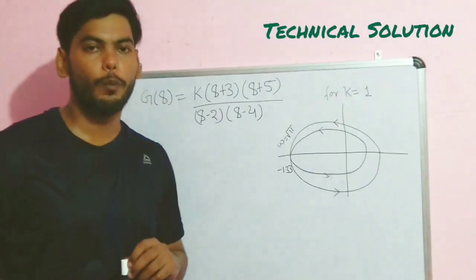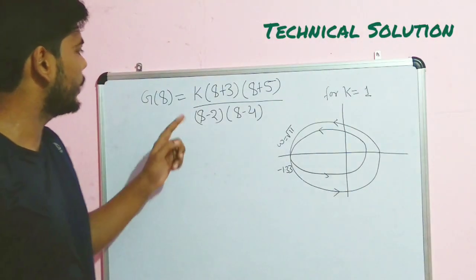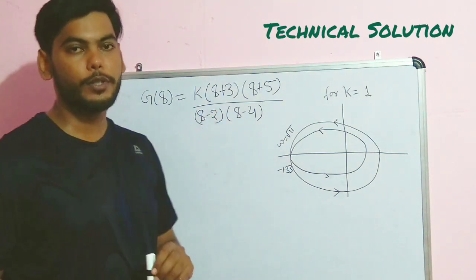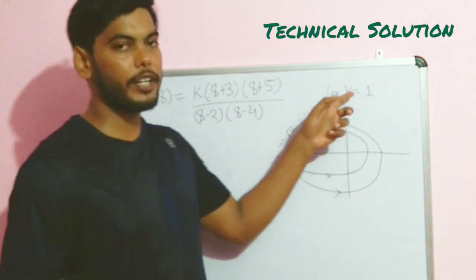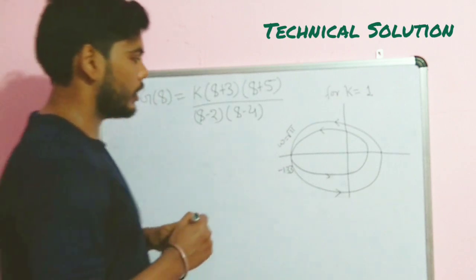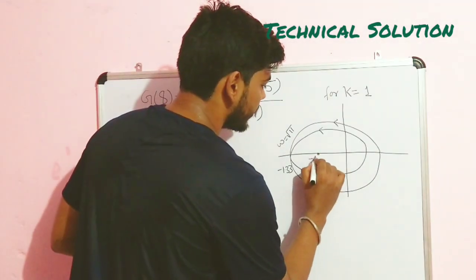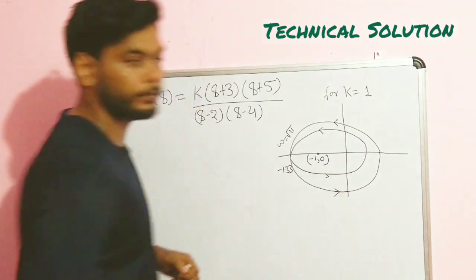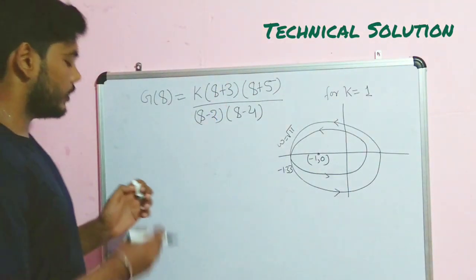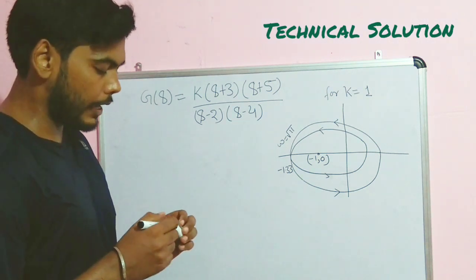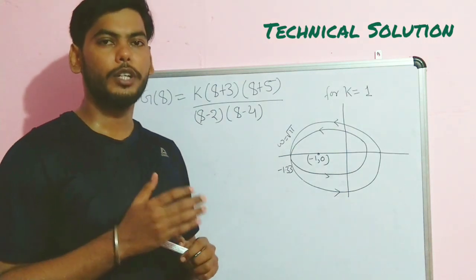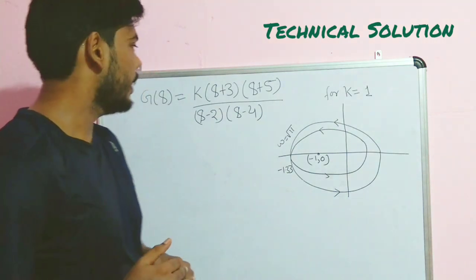In this question, the open loop transfer function is given: G(s) equal to K (s plus 3)(s plus 5) upon (s minus 2)(s minus 4). For K equal to 0, the Nyquist plot is given. Suppose the reference point lies here. First we find the number of poles lying on the right side of the s plane, or the number of zeros.